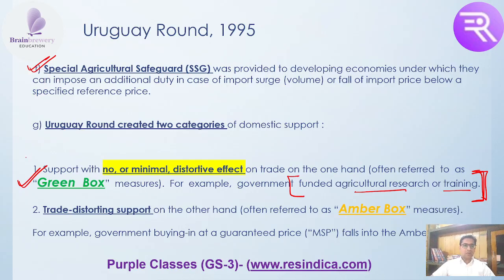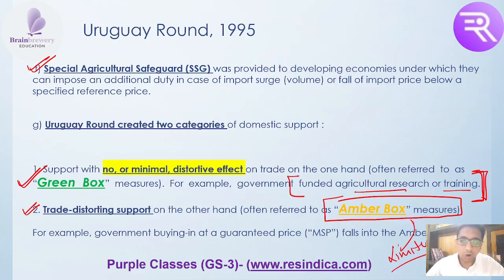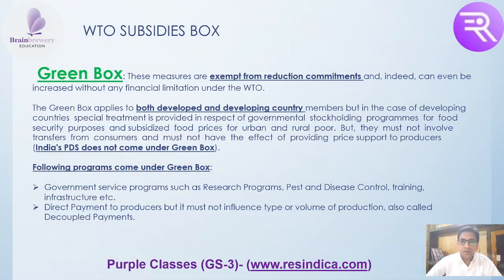Then there is another group that is called trade-distorting support, that is often called amber box subsidy. That means here the WTO is limiting you in providing subsidy or support. Okay, so our MSP, minimum support price, comes under this amber box subsidy. So we will be discussing in more detail what is the meaning of green box and amber box. So green box means here you can provide any amount of money to support these activities. Okay, this box applies to both developing and developed countries, right?